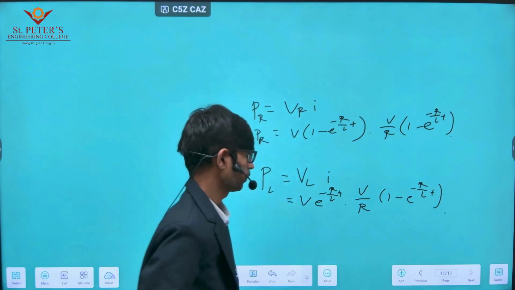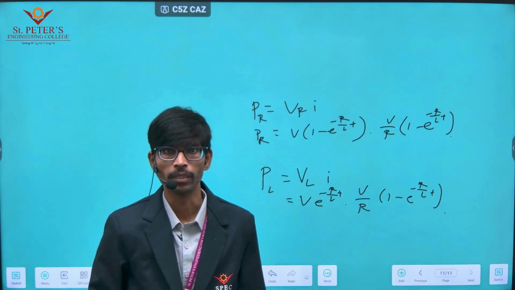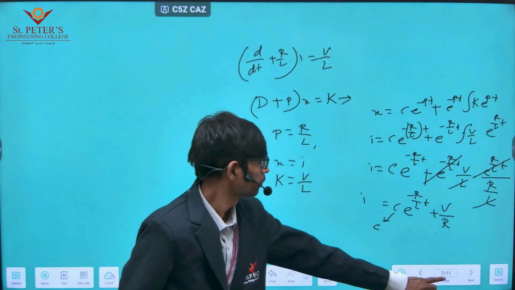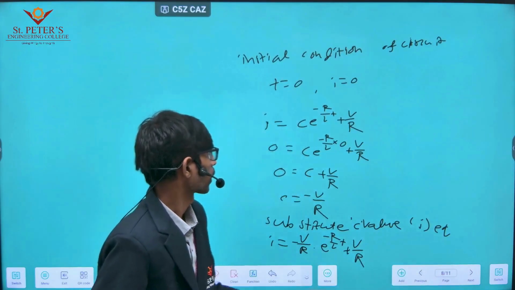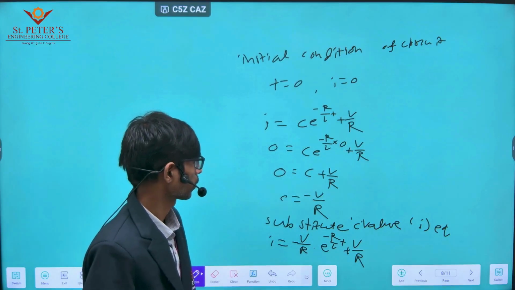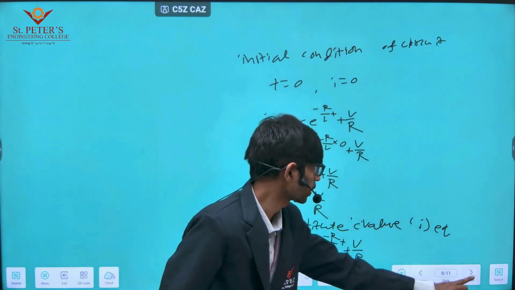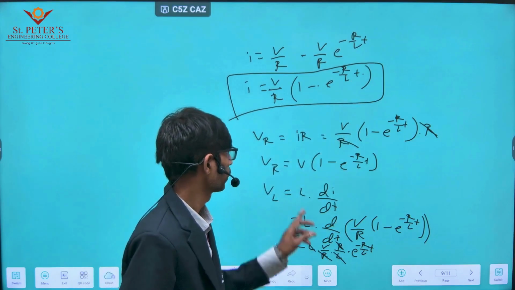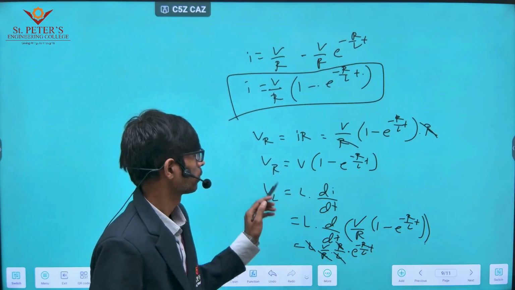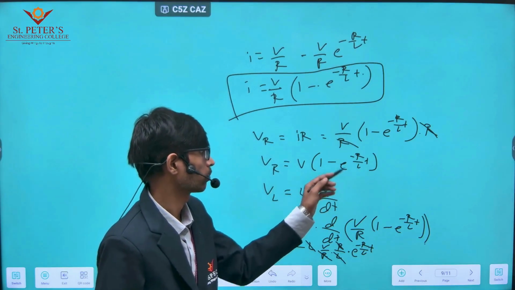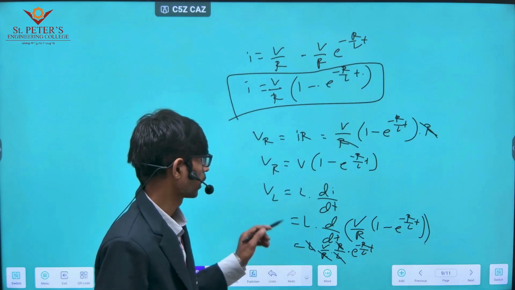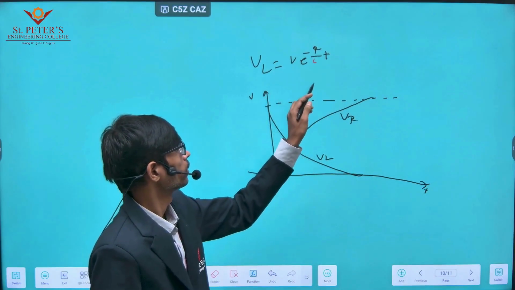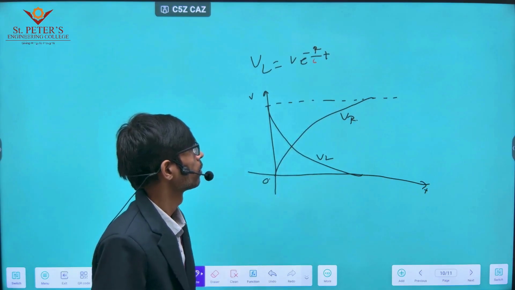With this we have calculated the current response through the RL series circuit. Finally, we get I equal to V by R of 1 minus e to the power of minus R by L t, the voltage across the resistor will be V of 1 minus e to the power of minus R by L t, and the voltage across the inductor will be VL equal to V e to the power of minus R by L t.